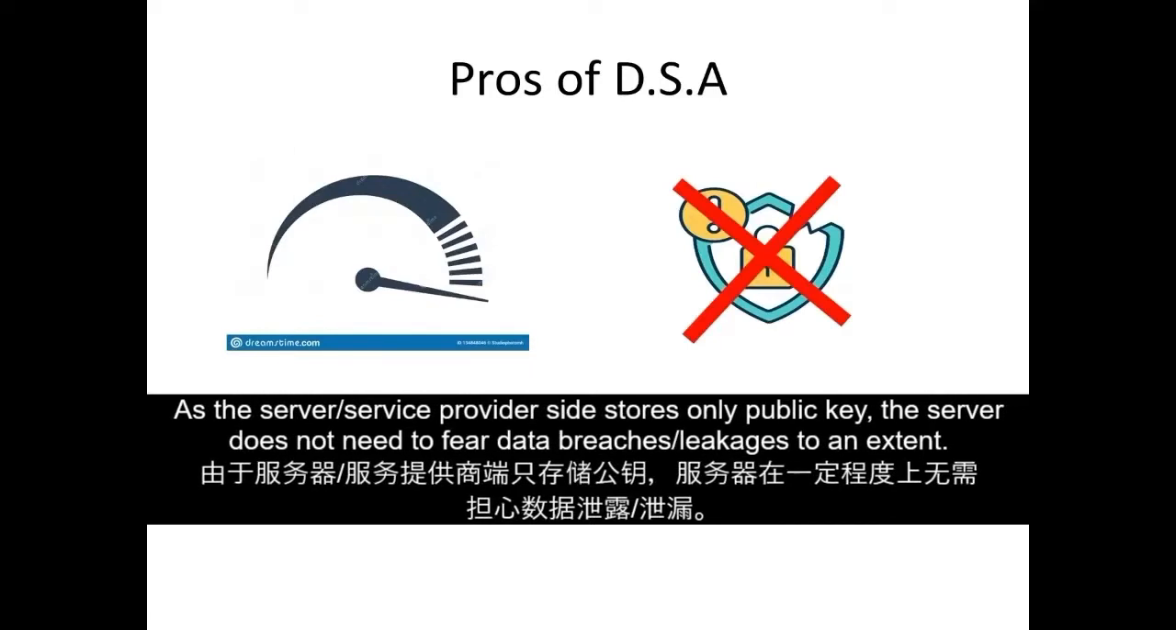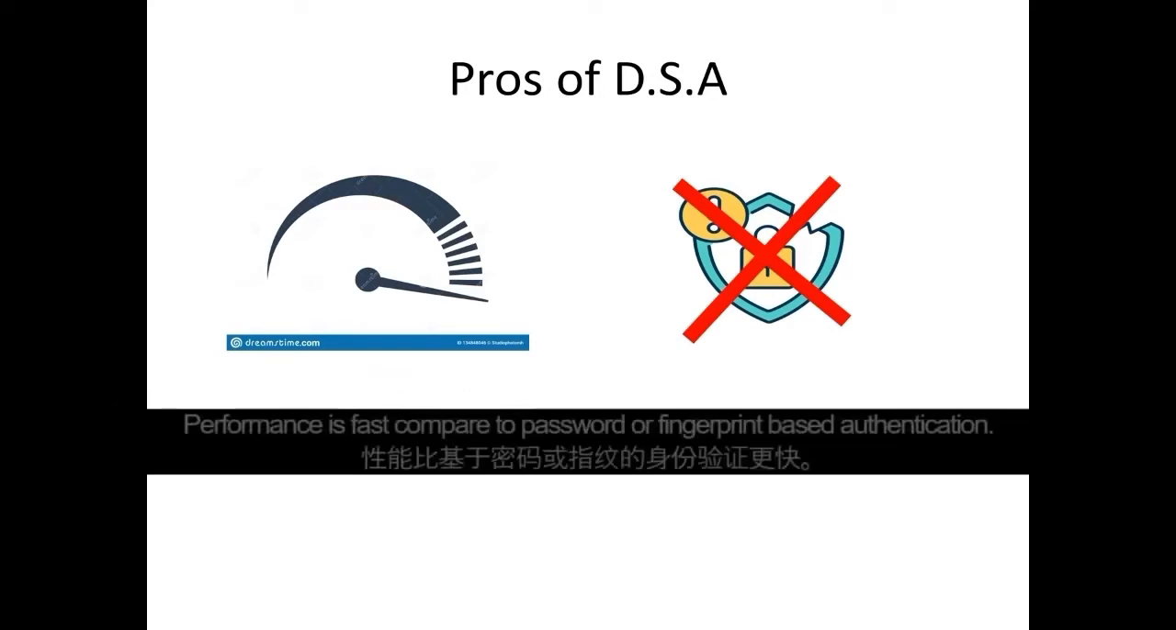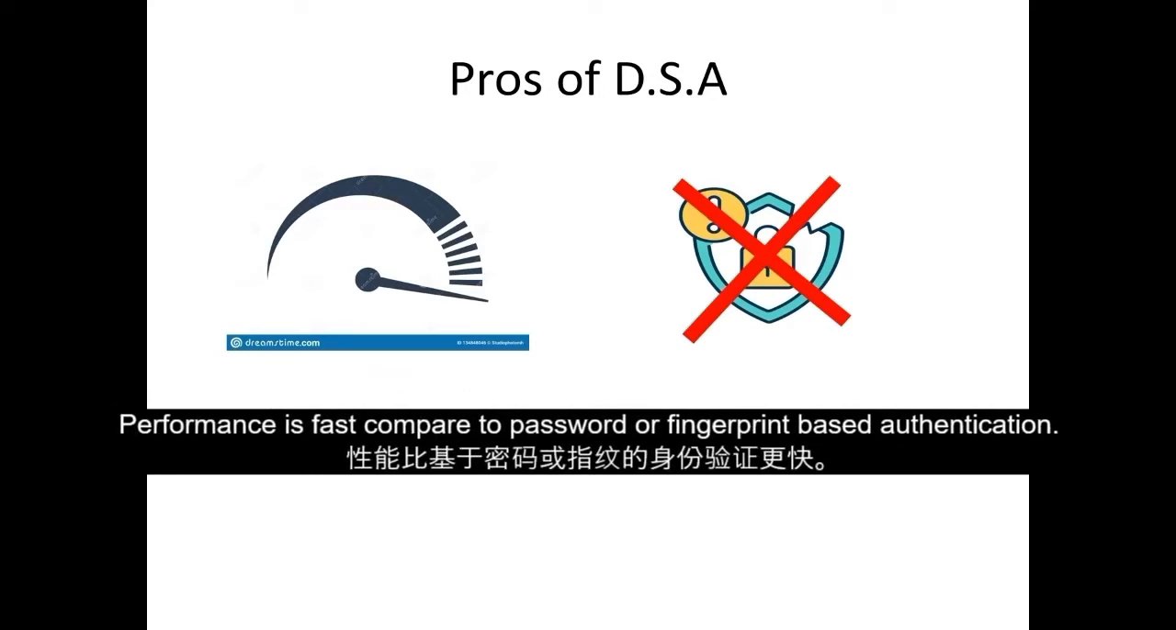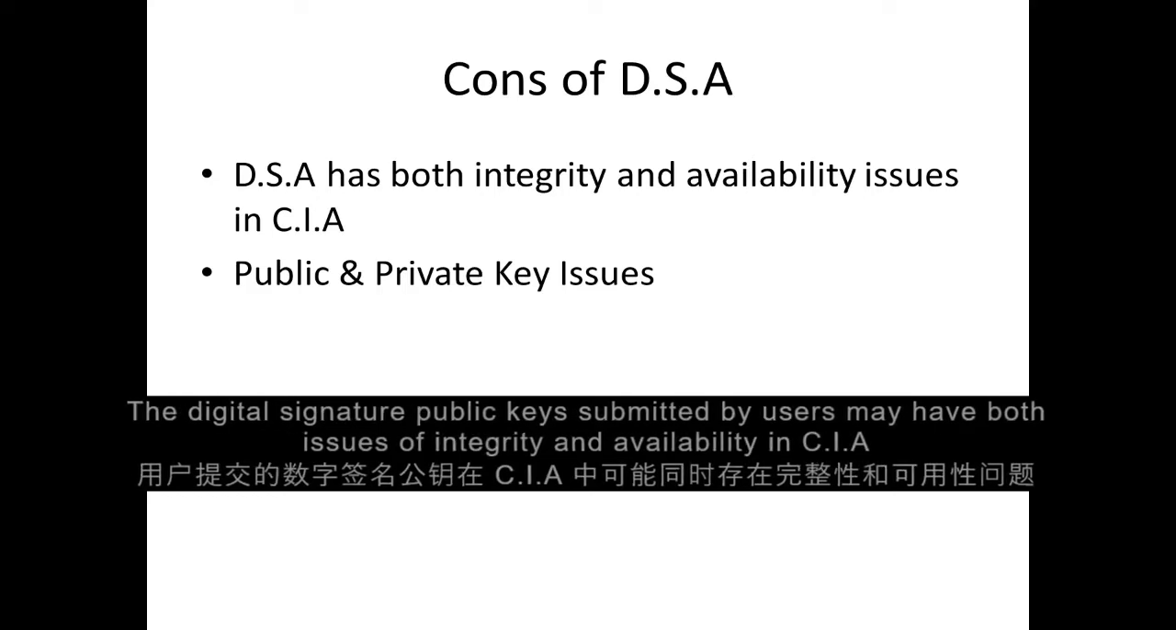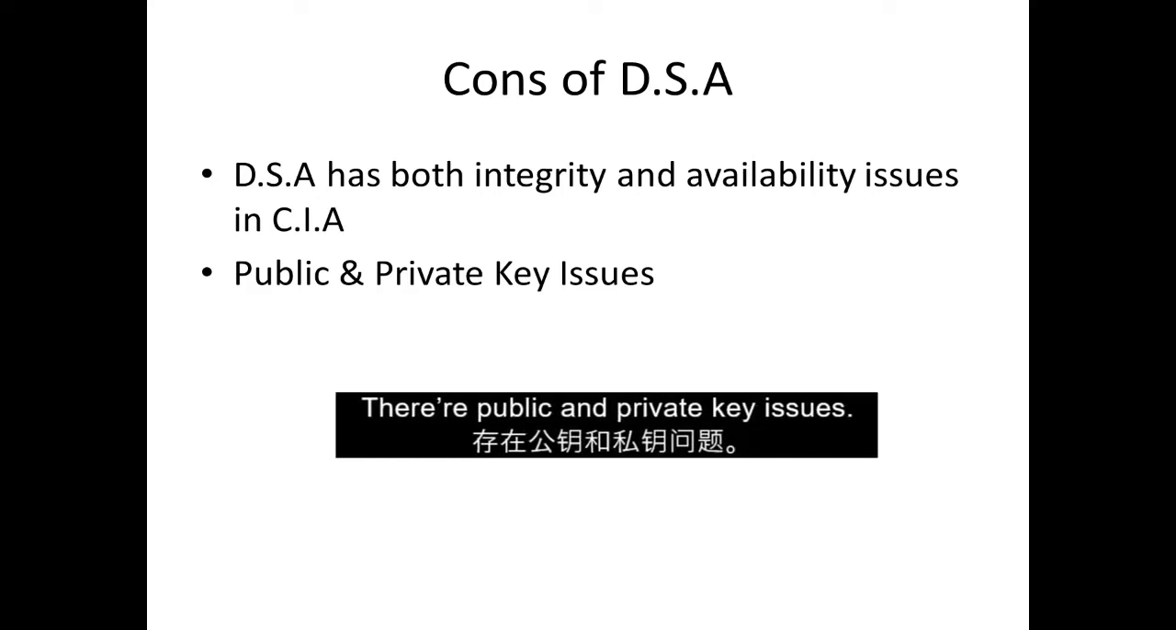As the server or service provider side stores only the public key, the server does not need to fear data breaches or leakages to an extent. Performance is fast compared to password or fingerprint-based authentication. The digital signature public keys submitted by the user may have issues of both integrity and availability in the CIA triad. There are public and private key issues.